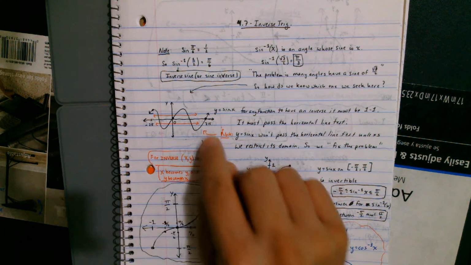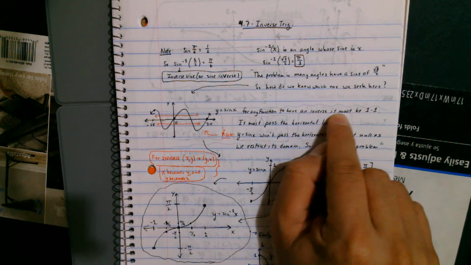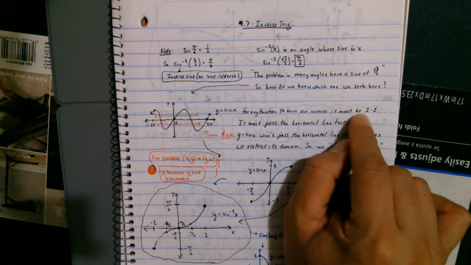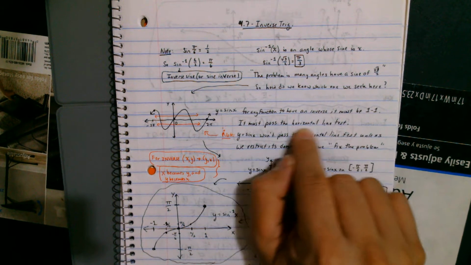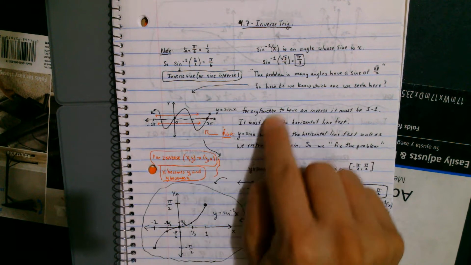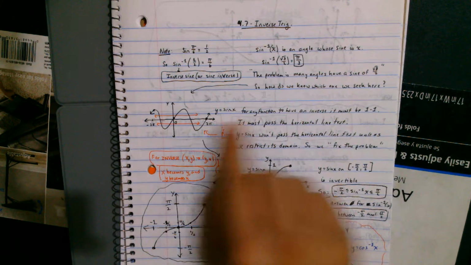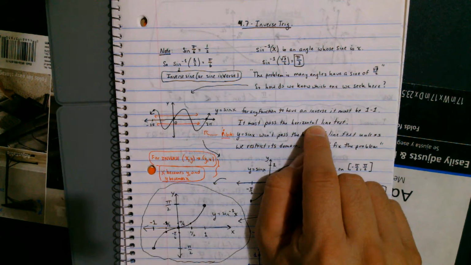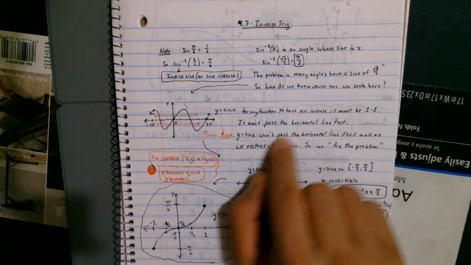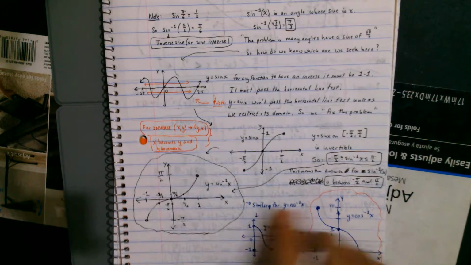The problem is when you graph sine and you talk about an inverse function, it has to be a 1-to-1 function for it to have an inverse. It has to pass the horizontal line test. Notice that sine goes forever this way as a wave. So it will not pass the 1-to-1 test. It won't pass the horizontal line test, so it's not invertible. But we can restrict this domain. So here's how we fix the problem.